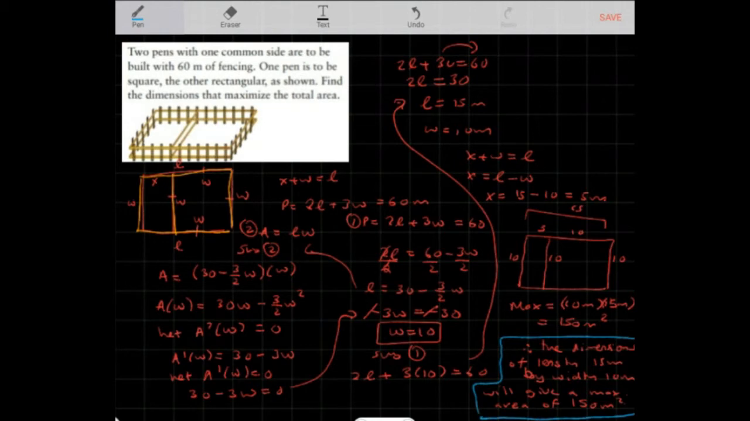It's really important to understand how to create a function by using substitution, and after you've created the function, you can just use the first derivative to optimize. Very straightforward.